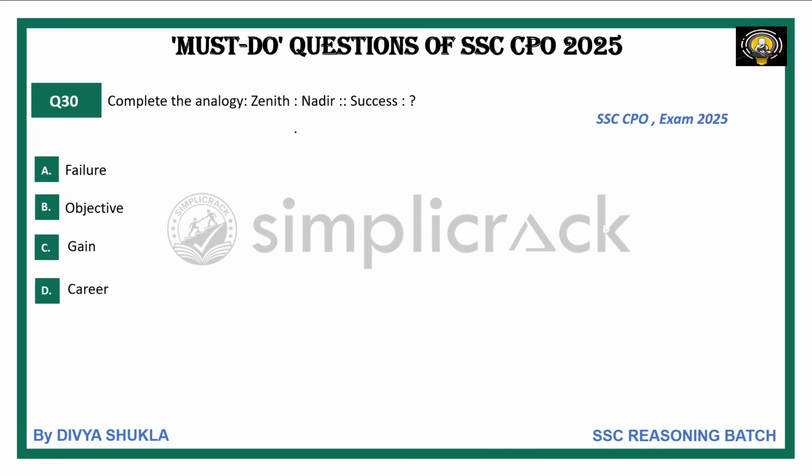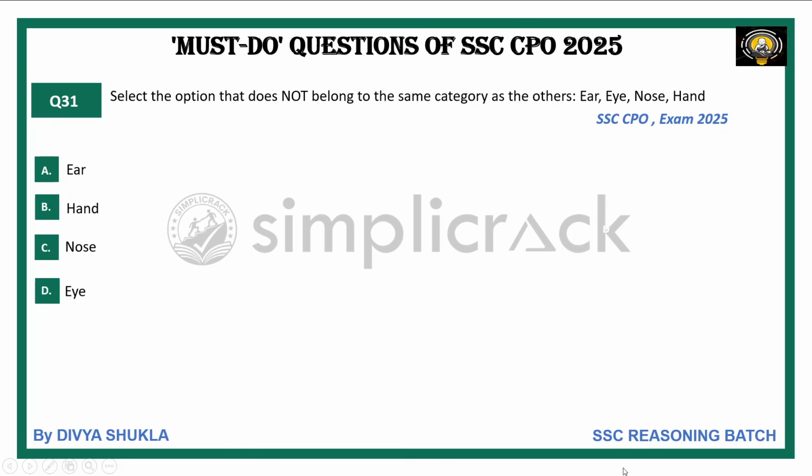Zenith is related to Nadir and success is related to, you need to find this. Okay, so the options are given to you as failure, objective, gain or career. The correct answer would be option A, failure. Okay, so I think these are the antonyms, right? The opposite of zenith is Nadir and the opposite of success would be failure. Okay, I hope this question is clear to all of you. Let's see the next one.